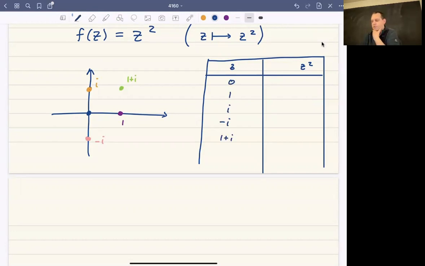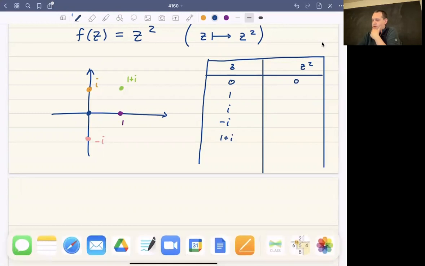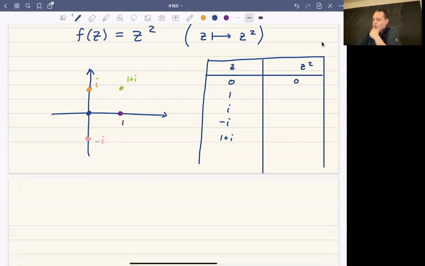Okay. Well, 0 squared is 0, nothing interesting there. 1 squared is 1, again, dare I say, nothing interesting there. 0 and 1 are what are called fixed points. These are the only complex numbers that don't get moved under this transformation. So they're called fixed points of this function. If we were to take i and square it, we would get i squared, which would be minus 1. Likewise, if we were to take minus i and square it, we will get minus 1.